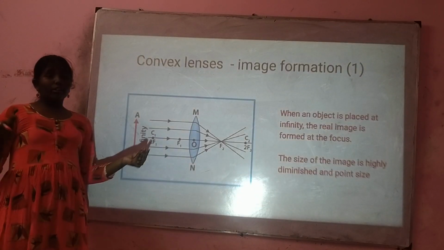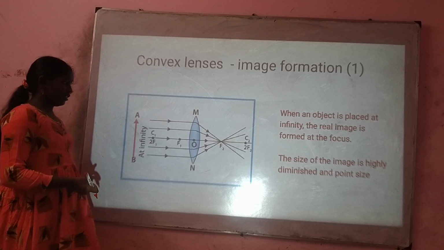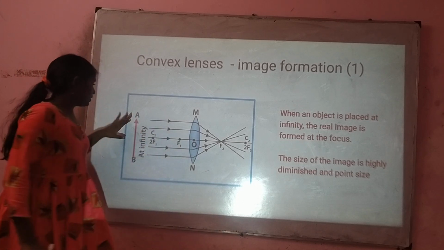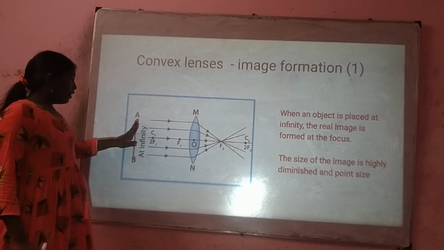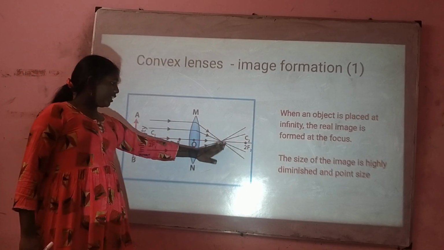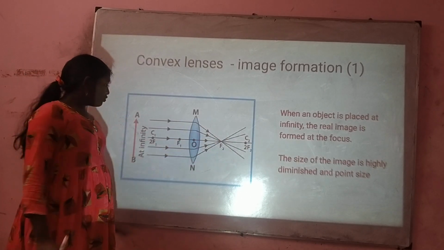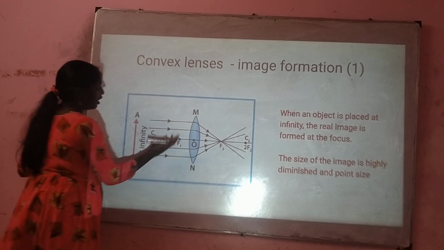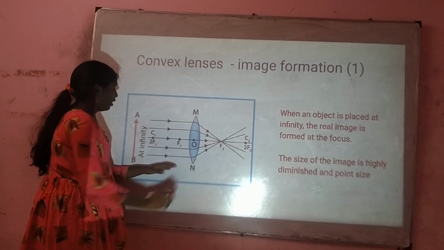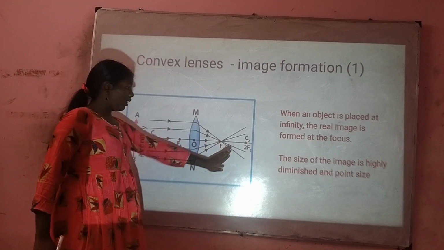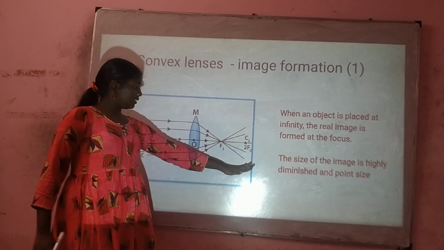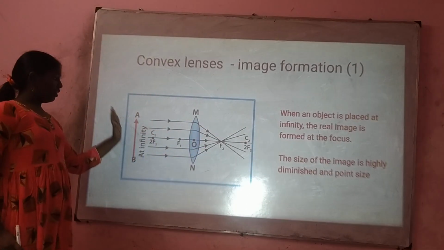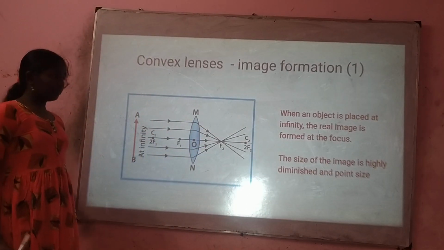Now let's move on to convex lenses, image formation. When an object is placed at infinity, let's say AB as the object, the image forms at the focus. On this side we have 2F1, which is the center of curvature, and F1. Here it's called F2 and 2F2. This is where the image usually forms.